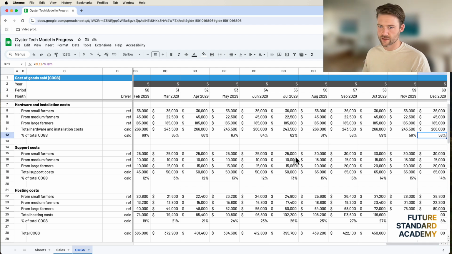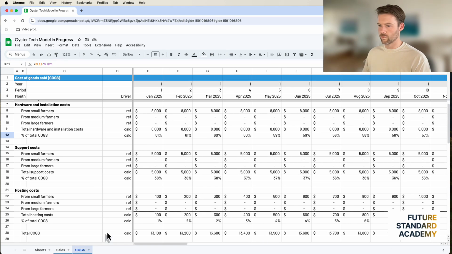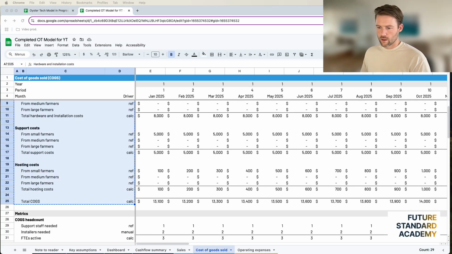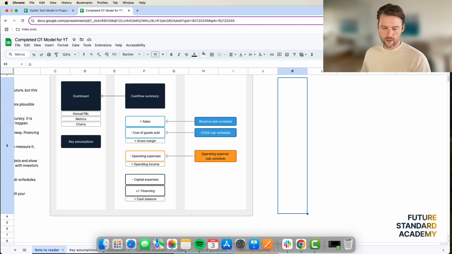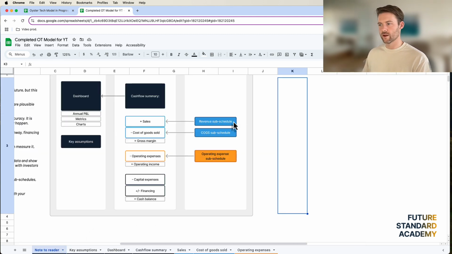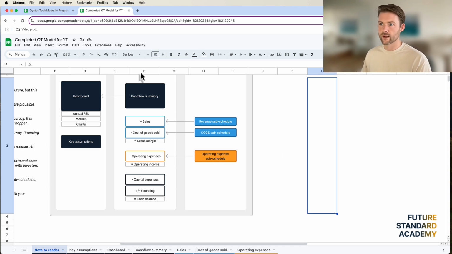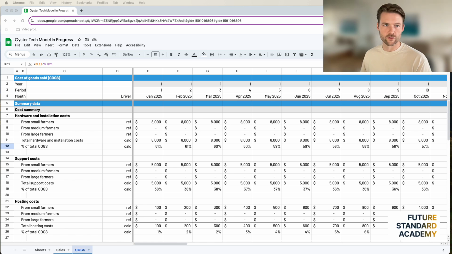And I would say it makes sense to have half the cost of sales framed up for hardware and installation. Okay, that's it. So now what we've done is we've done the sales subschedule and the cost of sales subschedule. Those are going to flow up into the cash flow summary. Okay, and we can calculate gross margin now. But we got to do the operating expense subschedule, so that's got to come in. And I want to do that detailed tab before we move over to rolling this all up.